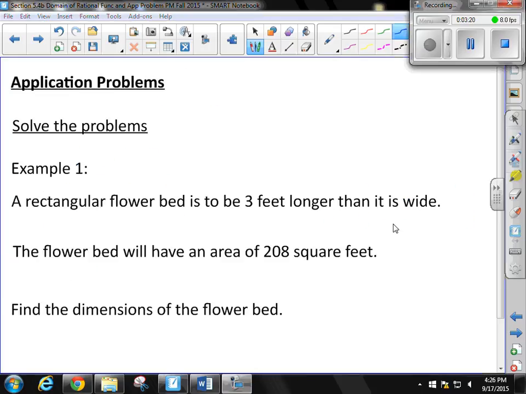Our next problem is an application or story problem. We're going to solve this problem. A rectangular flower bed is to be 3 feet longer than it is wide. The bed will have an area of 208 square feet. Find the dimensions of the flower bed. When they ask for the dimensions, that's the same thing as asking you to find the length and the width.